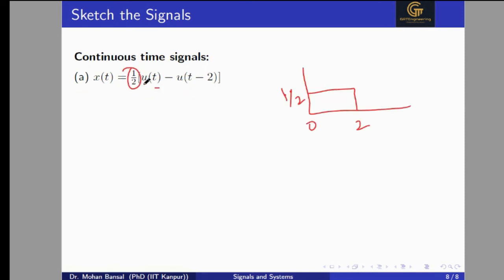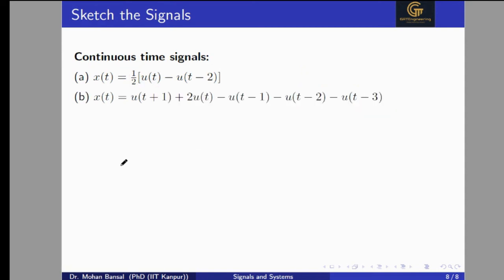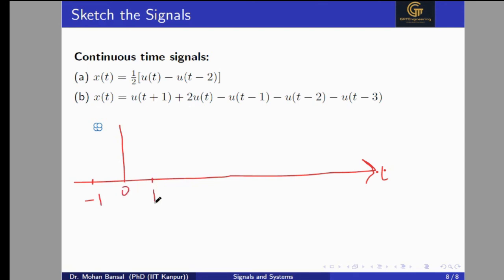The point is that the signal amplitude is 1 by 2 at t equal to 0, and the signal amplitude is minus 1 by 2 at t equal to 2. So the signal decreases by 1 by 2 at t equal to 2. Similarly, here we can plot this signal. If we plot this function, we are given discontinuities at t equal to minus 1, at t equal to 0, at t equal to 1, at t equal to 2, and at t equal to 3. We have discontinuities at these points.